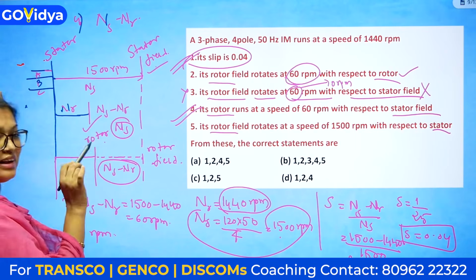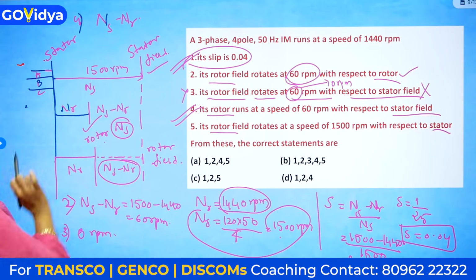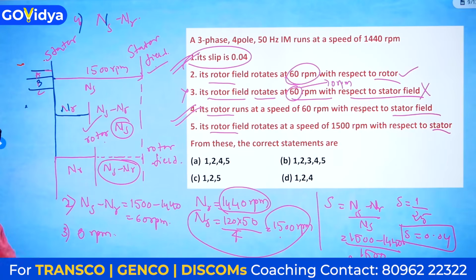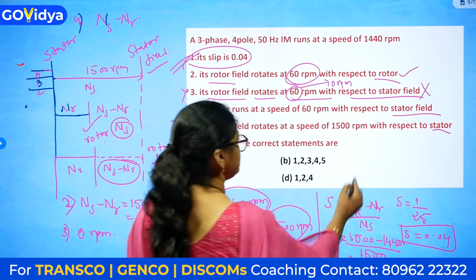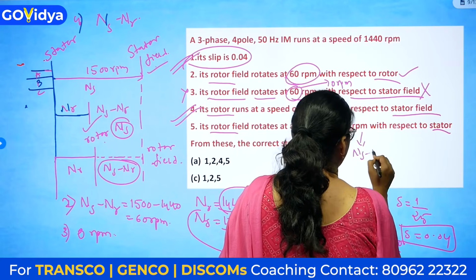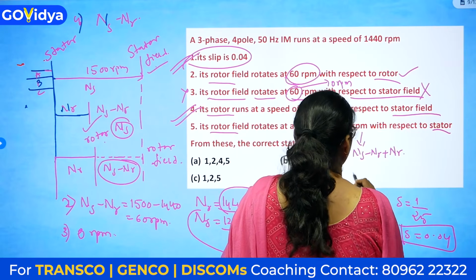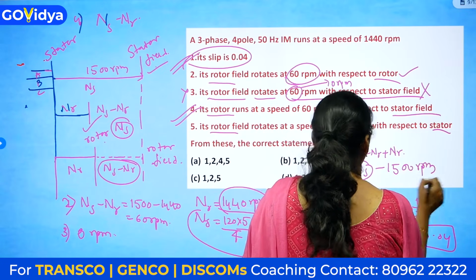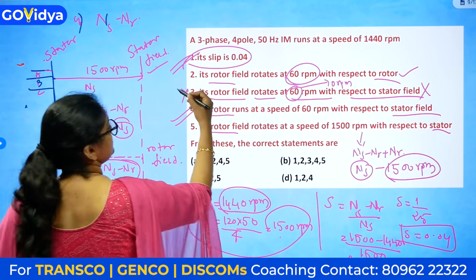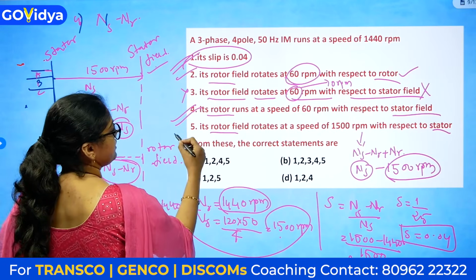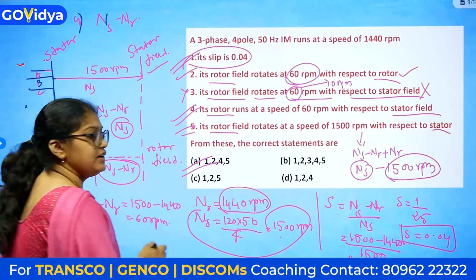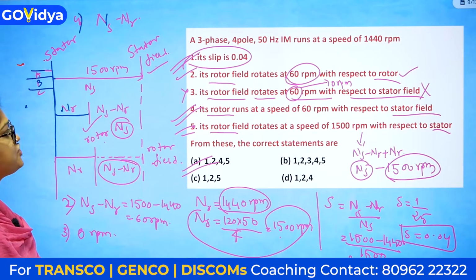But to answer questions like these in the exams, you have to know this diagram, whether it is connected to the rotor end or the stator end. Clear? So for the fifth, the option will be 1500 rpm, because NS minus NR plus NR is NS. NS we have found as 1500 rpm. So 1 is correct, 2 is also correct, 3 is wrong, 4 correct, 5 correct. 1, 2, 4, 5, so option A matches. Clear? Let's move to the next question.